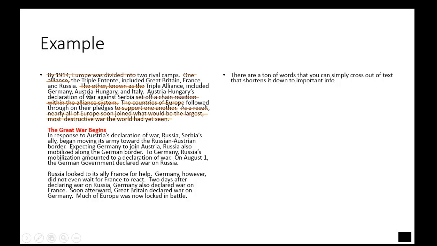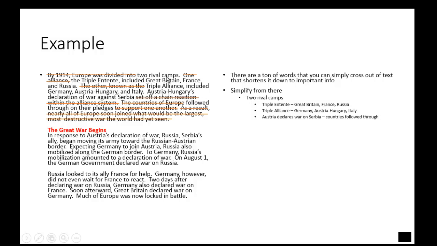So what I end up with is Triple Entente, which was Great Britain, France, and Russia, right? The Triple Alliance included Germany, Austria-Hungary, and Italy. Probably need that. Austria-Hungary declared war on Serbia. Probably need to know that. And everybody followed through on their pledges. So when I write this down in my notes, I'm going to simplify, right? I'm simplifying all this. I've crossed stuff out.